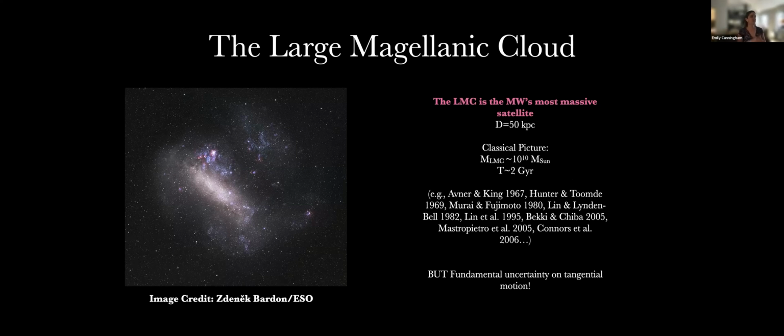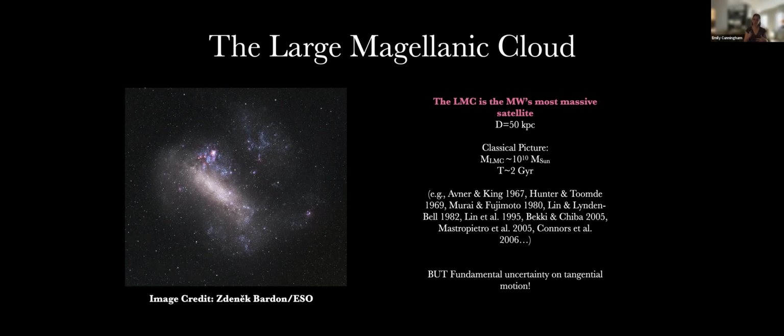Our classical picture of the LMC is that it is a dwarf galaxy at 50 kiloparsecs. Classically, it was believed to be about 10^10 solar masses, which is about 1/100th of the estimate of the virial mass of the Milky Way. So relatively small compared to the Milky Way. And it was happily just going around the Milky Way on a 2 gigayear circular orbit. This was the classical picture of the LMC up until 2006.